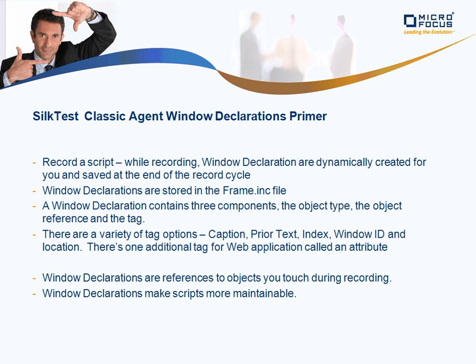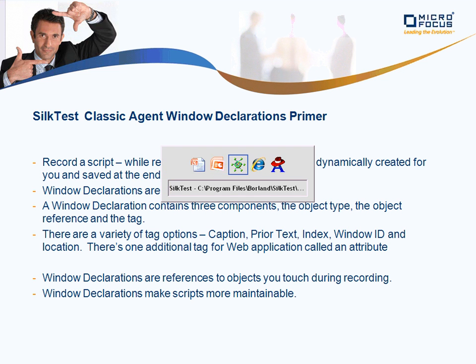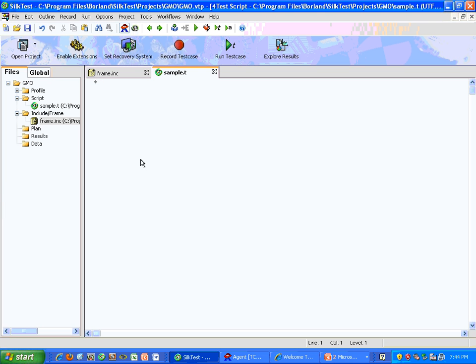Window declarations are references to objects you touch during the record cycle. The window declarations can make your scripting more maintainable by having different tags between builds of your application. You can make a single script work with a variety of builds of your application, and I'll try to describe that as we move forward. So let's jump into the script and take a look at how window declarations are gathered.